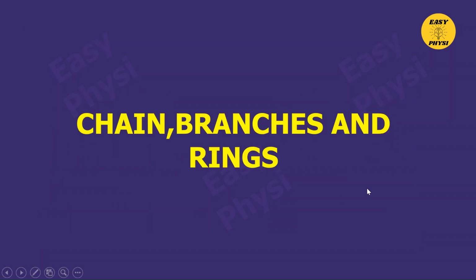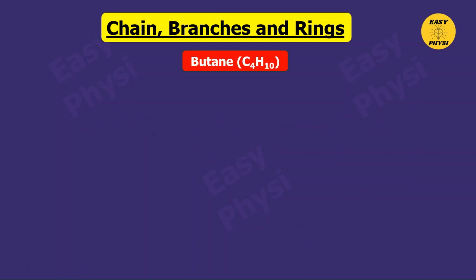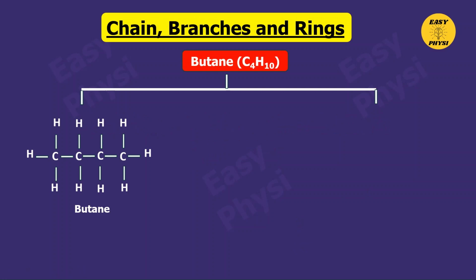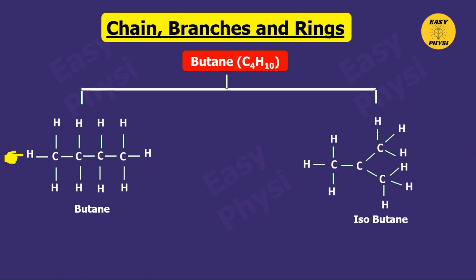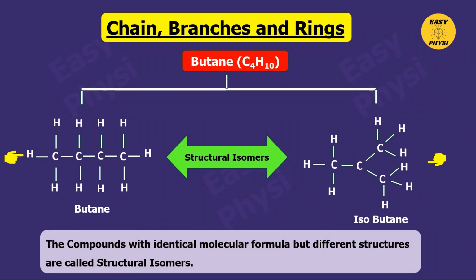Chain branches and rings. Butane C4H10, we can write its structure in two ways, like this and like this. Both the structure satisfies the valency of carbon and hydrogen. Both of them have the same formula. We can call both this compound as structural isomers. The compound with identical molecular formula but different structures are called as structural isomers.